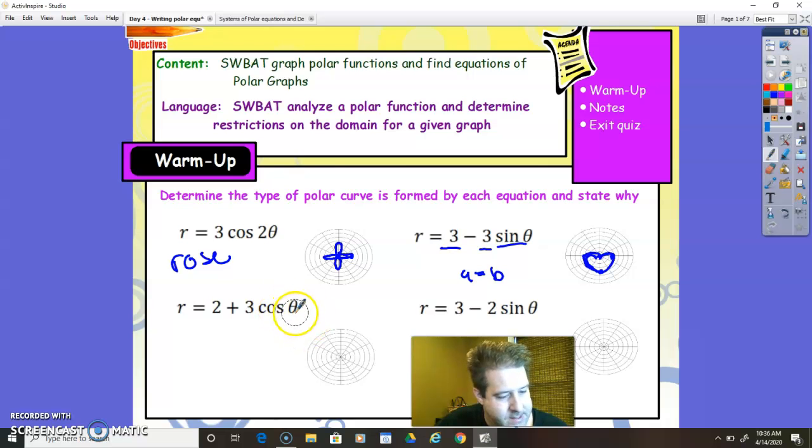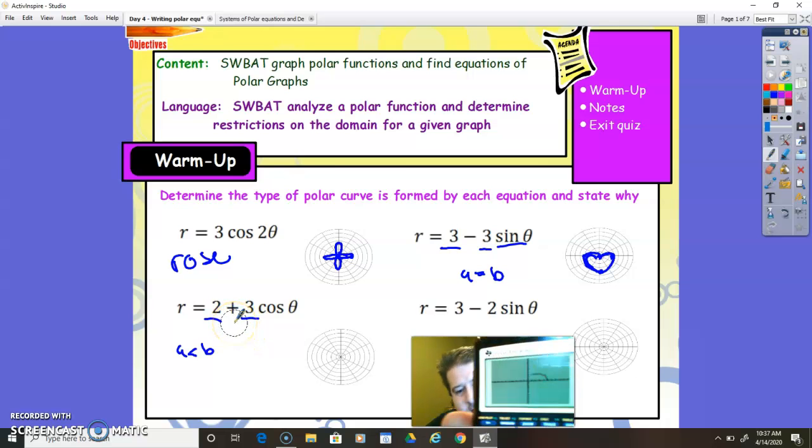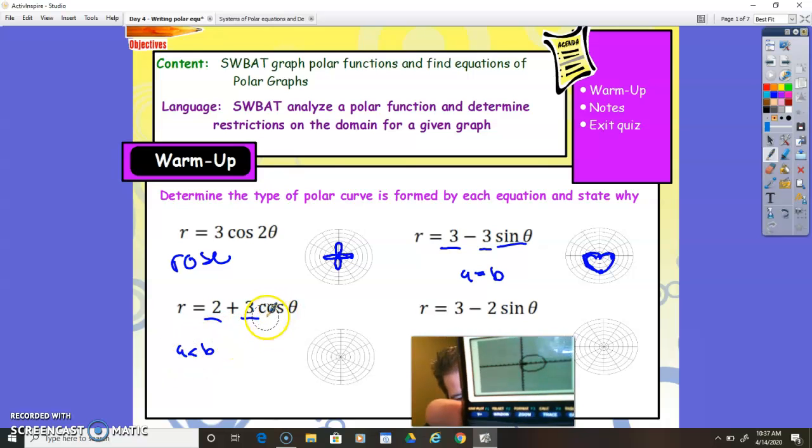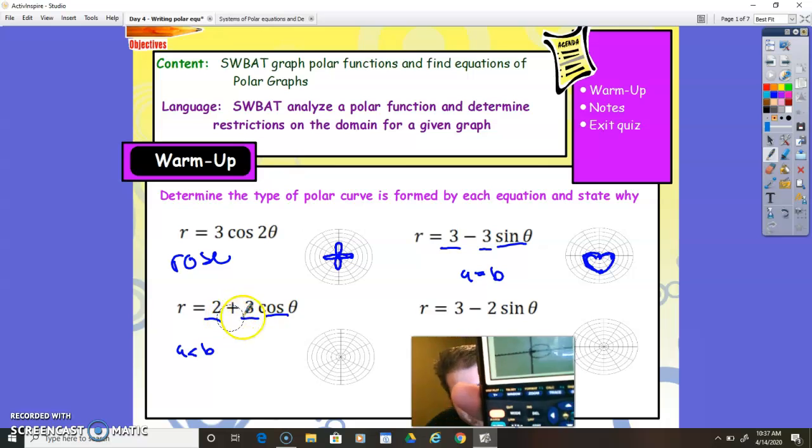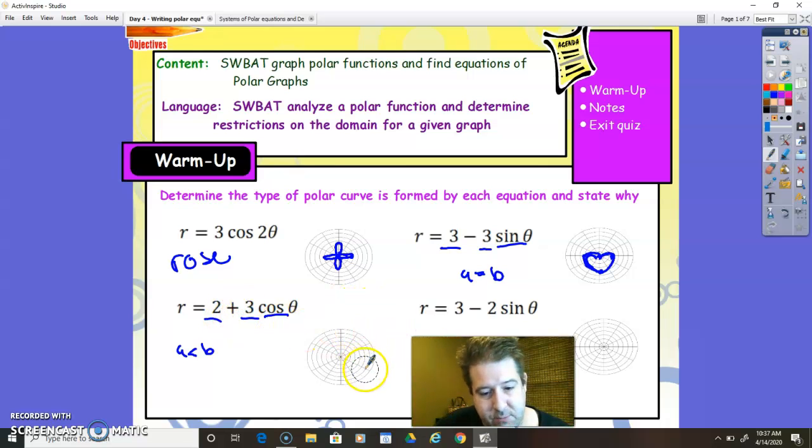Before I even press anything, I should know that this is going to have an inner loop. The reason I know it's going to have an inner loop is because A is less than B. If I press graph, it should show up with an inner loop on the inside. Now, it is cosine, which is the reason why the inner loop is either going left or right. It's plus, which means the inner loop is going to the right. If it had been minus, the inner loop would have been going left. So the inner loop is going to be 2 away, which is right here.